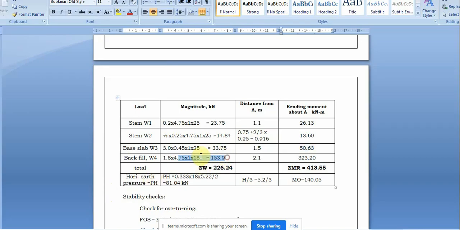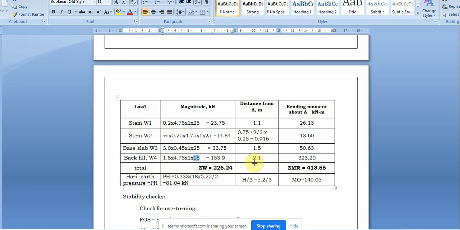Similarly for the backfill, that is 1.8 meter heel width, height of backfill 4.75, density of soil. Make sure that the first three, W1, W2, W3, are concrete, while the backfill is soil. So you take the density of soil and don't make the mistake of taking the density of concrete here. The backfill is taken as 18. So the total magnitude of this backfill will be 1.8 into 4.75 into 18, that is 153.9.